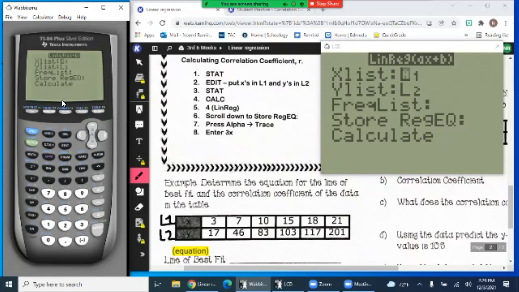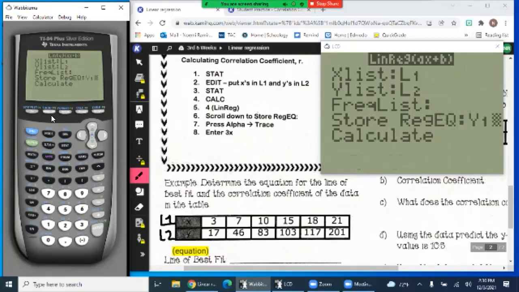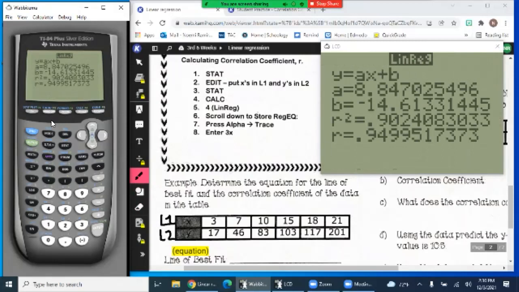Calculate option 4. Now, once you get there, number 6 says scroll down to what? Store. Think about it in your head. You can say, I have to go to the store. Always go to the store. Step 7, what do we press? Alpha trace. Now, alpha is your green button. Trace is right next to graph. So alpha trace, you're going to insert that Y1. So once this box pops up, enter 3 times. Enter, enter, enter. And your screen should match mine. Yes?